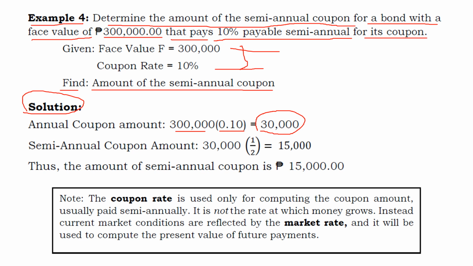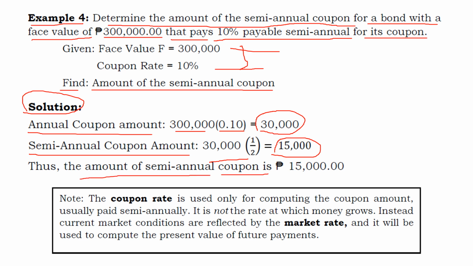Now, if that is the annual coupon amount, and we're asked to look for the semi-annual coupon amount, we simply divide by 2, or multiply by 1/2, the resulting value we got for the annual coupon amount, because the semi-annual coupon amount represents half of the annual coupon amount. If we multiply 30,000 by 1/2, that will be equal to 15,000. And that will be the amount of the semi-annual coupon. Thus, the amount of the semi-annual coupon here is 15,000 pesos.